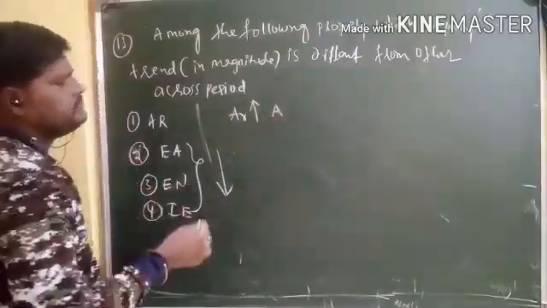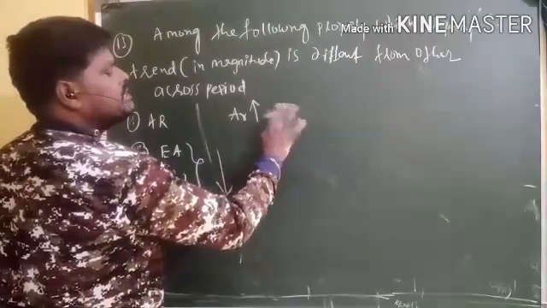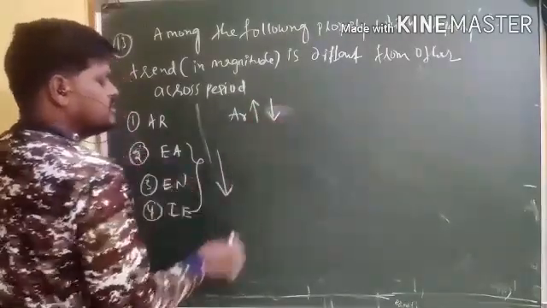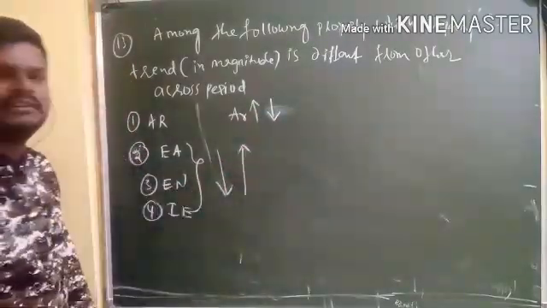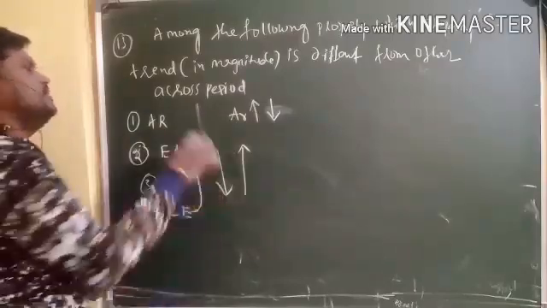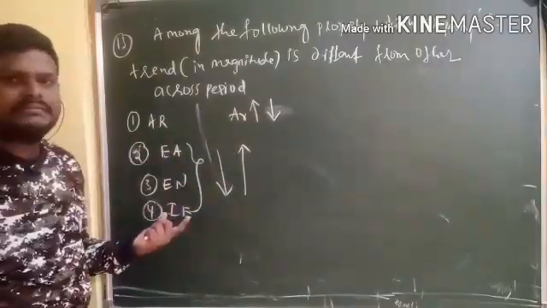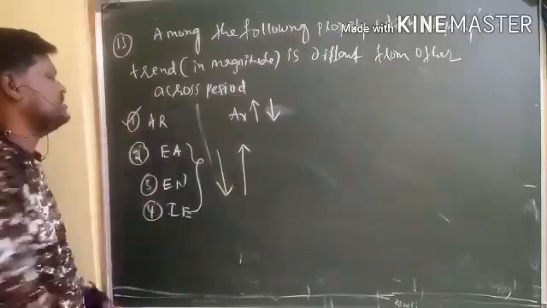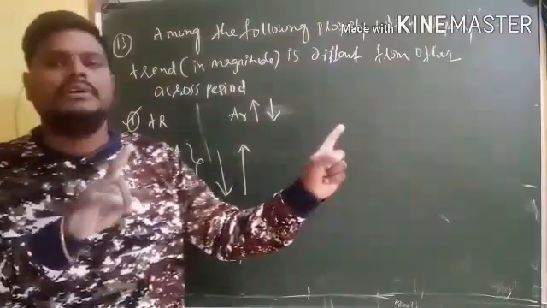When atomic radius decreases, all these other properties increase. So here only atomic radius is different. That's why atomic radius is the correct one across a period.